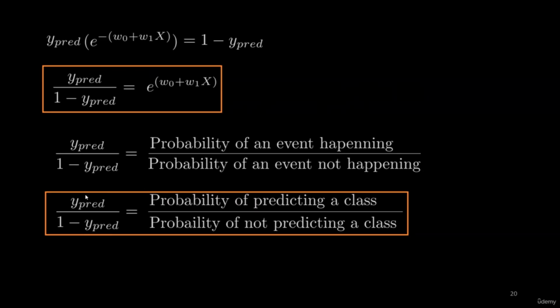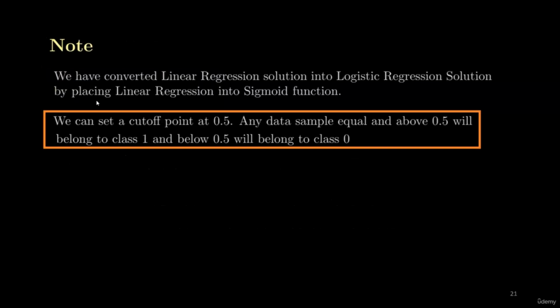So this is the representation of the equation of logistic regression. That is, logistic regression gives us the probability of the class. So we have converted the linear regression problem into a logistic regression solution by placing linear regression into the sigmoid equation. That was the key step: by putting the standard linear equation into the sigmoid function, you transform the linear regression model into the logistic regression model.